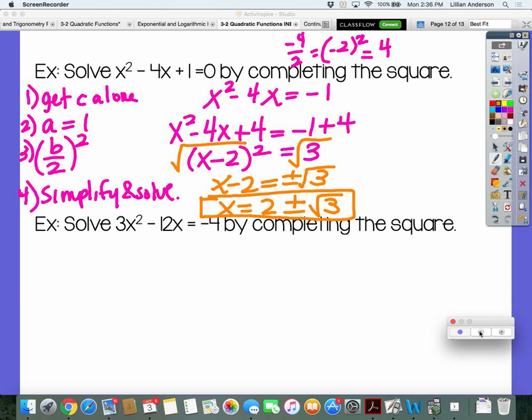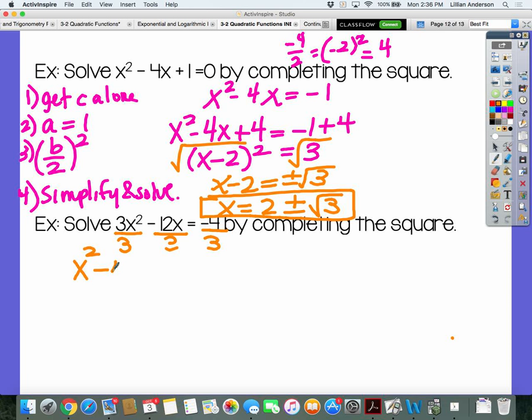What do you do if it doesn't divide evenly? Then you can keep the fraction, and you work with the fraction all the way throughout the problem. So the first step, get C alone. Is C alone? Yes. Is A equal to 1? No. So to get A to equal 1, you have to do what? Divide everything by 3. Not just this term, but every single term you divide it by 3. And when you do that, what do you get?